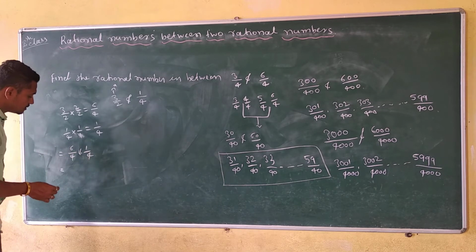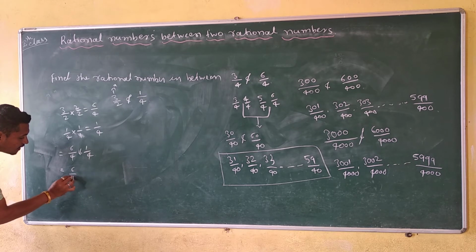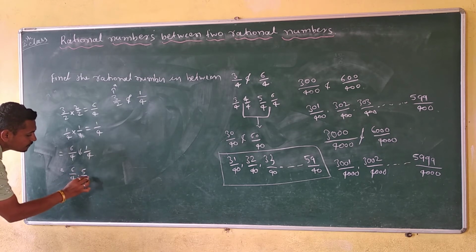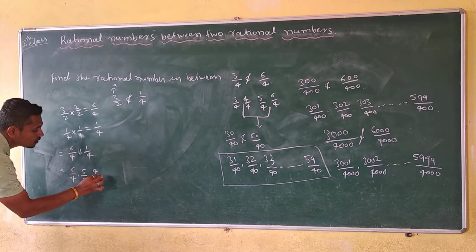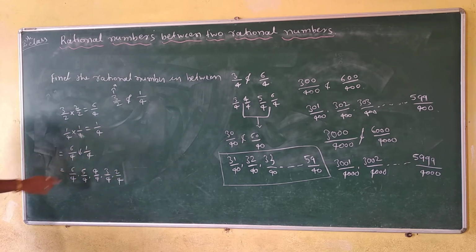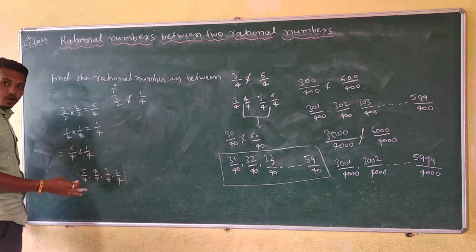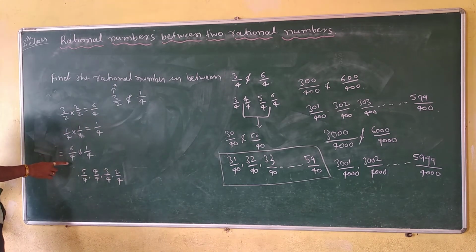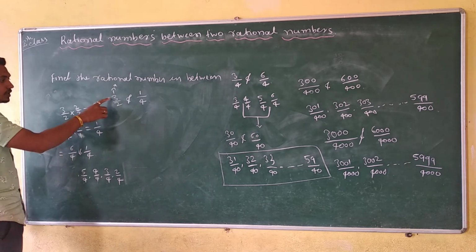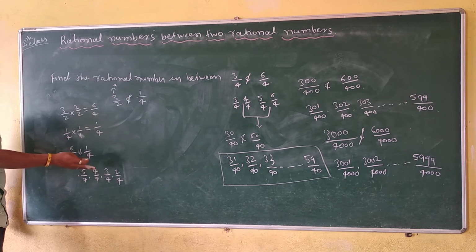Is it right? See here how it is: 6 divided by 4, 5 divided by 4, 4 divided by 4, 3 divided by 4, 2 divided by 4, 1 divided by 4. So there are 4 rational numbers in between 6 divided by 4 and 1 divided by 4, or 3 divided by 2 and 1 divided by 4. It is also represented on the number line.